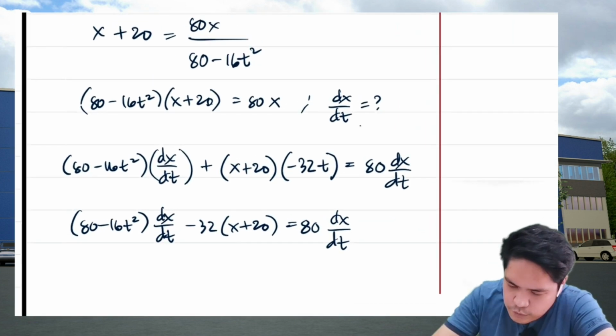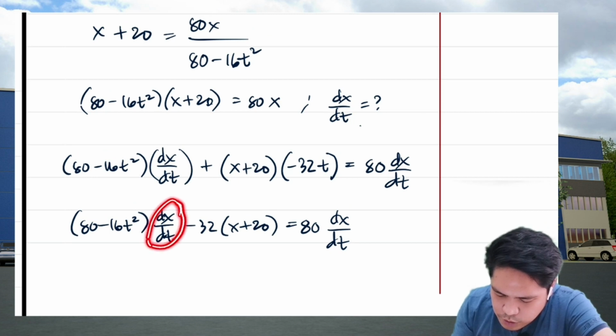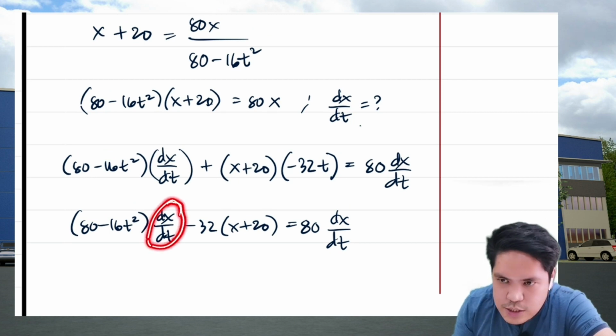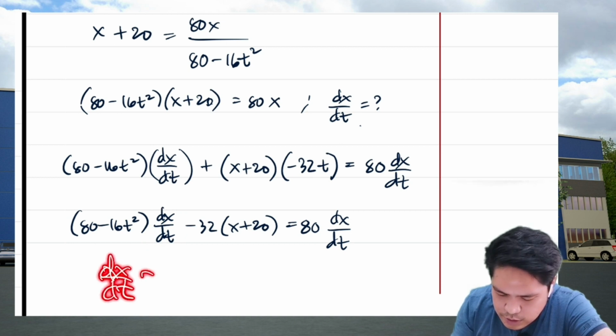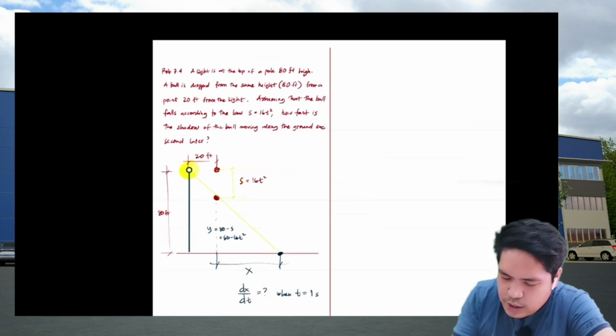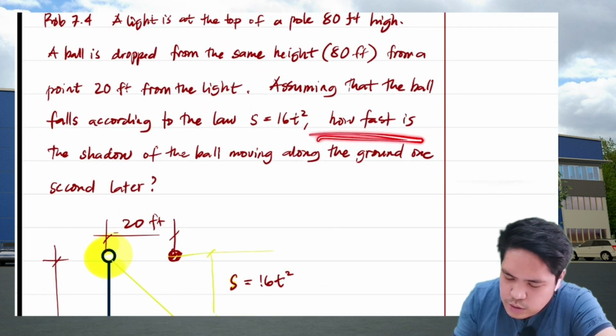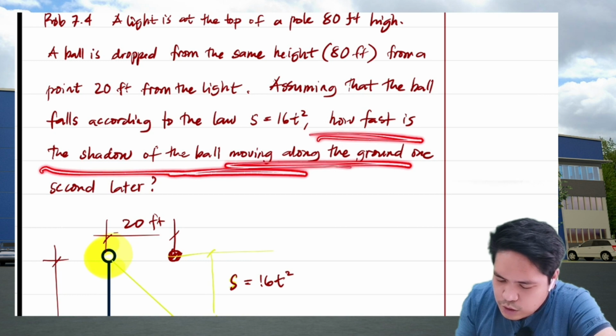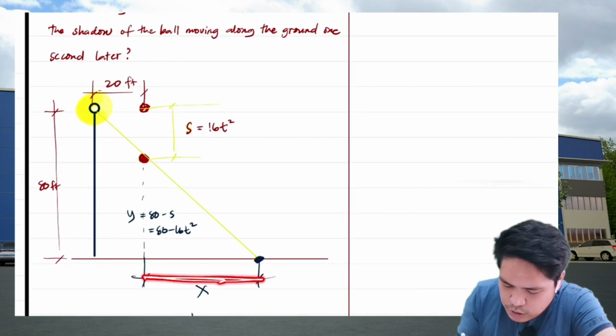If you notice the formula, we can solve for dx over dt, because the condition is: what would be dx over dt when t is 1 second? This is what is written here: how fast is the shadow of the ball moving along the ground? So this is how we define its movement from this point.